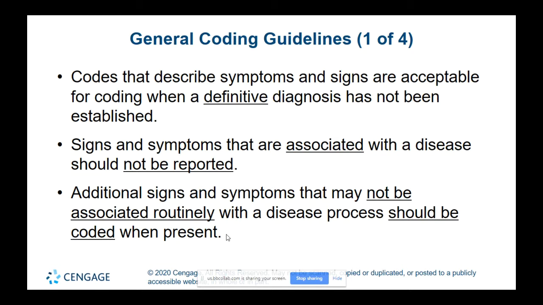Additional signs and symptoms that have not routinely been associated with that disease should be coded. Something like this would be a patient comes in with a broken ankle and vomiting. Vomiting is generally not associated with a broken ankle, so you would code the vomiting as well as the broken ankle. If it was something like a cold and a fever, diagnosed with a respiratory infection, and a broken ankle, then you would include the broken ankle or swelling in the ankle, something like that as well, because it's not something that is generally associated with that disease.